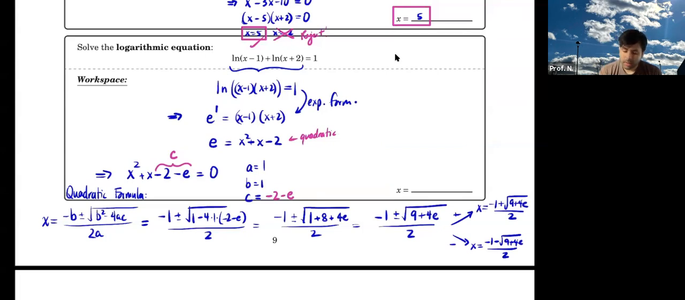Are you sure it's 9? Yeah. Unless I made a tiny error. I think it's 9, right? Because you get -4ac, right? So I'm multiplying -4 with -2 minus e. So -4 times -2 is +8. And then you're adding the 8 with the 1, so you get a 9. Yeah.